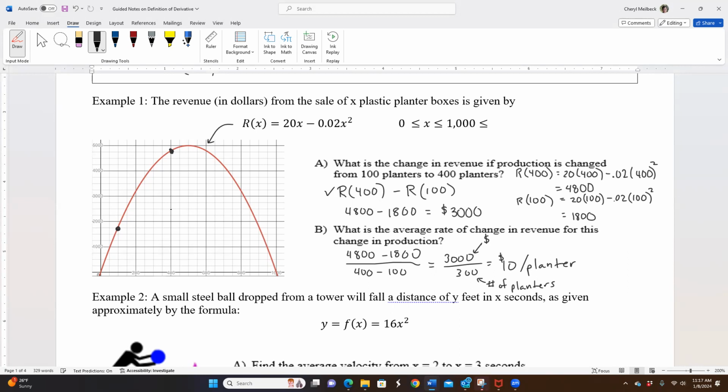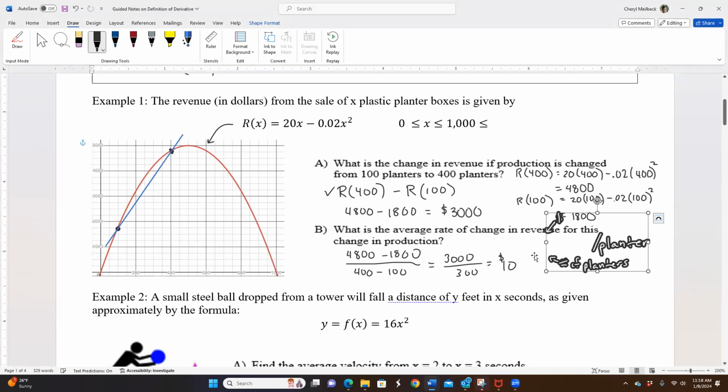Let's interpret this graphically. Let me draw a line from those 2 points. Drawing a line between these 2 points, what we notice is that what we've calculated here, the $10 per planter, interesting, is the slope of that line. Let's move on to example 2.